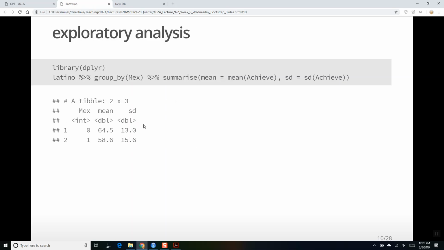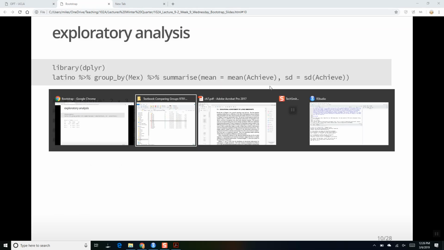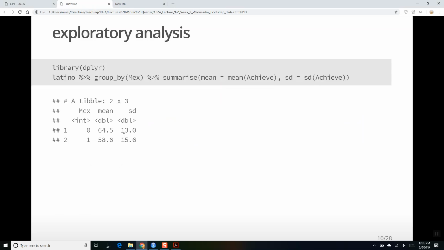And so here I can just do some dplyr, and I'll just say, give me the mean and standard deviation. I probably should have done count as well. I'll have to update that to get the count as well. So 0 being immigrants not from Mexico, their mean educational achievement level was 64.5, and for the immigrants coming from Mexico, their mean educational achievement was 58.6, and these are the standard deviations.